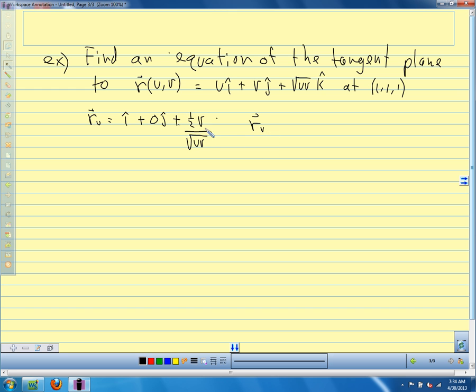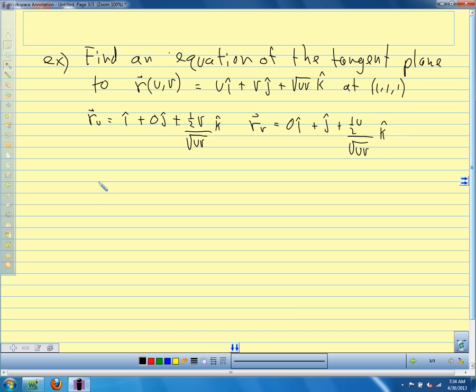R sub v. Does this quantity look familiar? Where did we calculate a partial derivative like that? On the take-home, right? When we calculated our Jacobian. So it's still R sub v. What do we get for R sub v? 0 i hat plus j hat. That one's easy. Plus, and we're symmetrical, so we just switch things around a little bit, 1/2 u over square root of uv k.